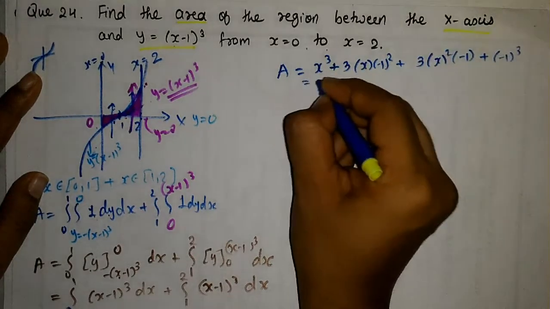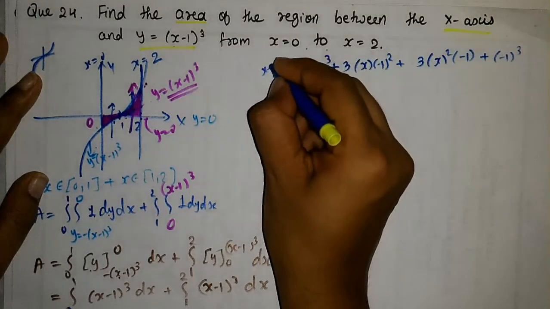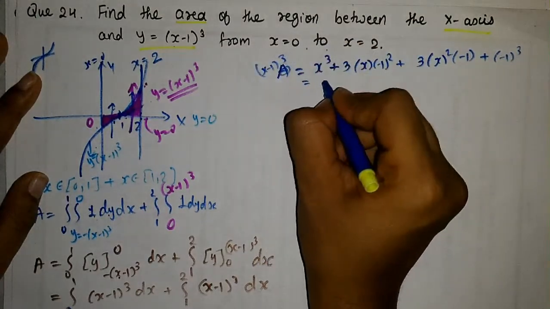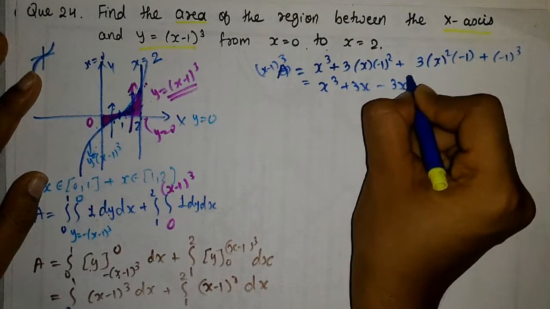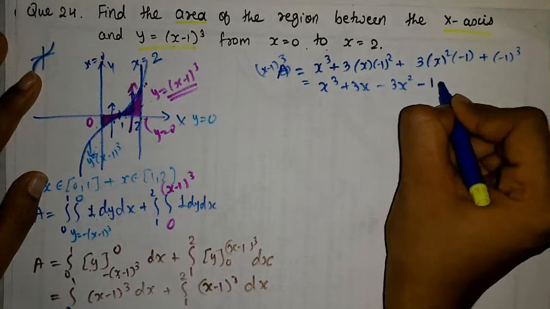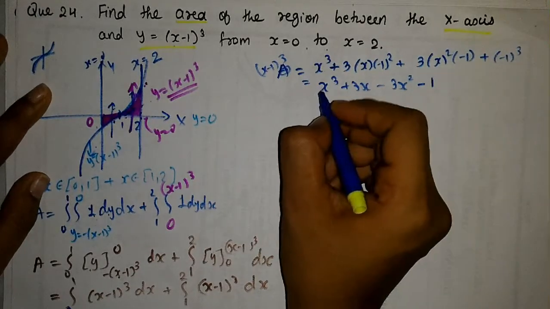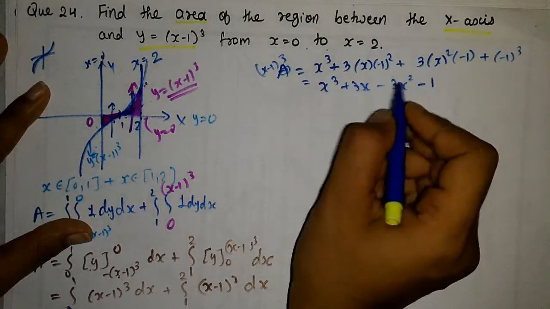So that is equal to, we are solving (x minus 1) whole cube. We have just used the formula. So x cube minus 3x square plus 3x minus 1. So this is our equation. Now we have to integrate this term with respect to dx.